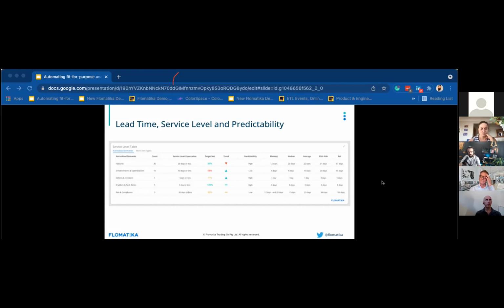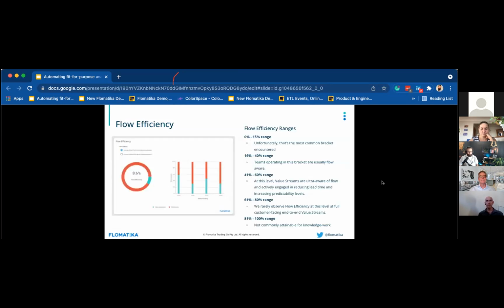So again, here, imagine the data might be coming from a bunch of different tools using different taxonomies, different workflows with different arrival, commitment, and departure points. And yet at scale, we can put it all together in a view like that, which enables the value stream to understand where they are in relation to customer expectation.